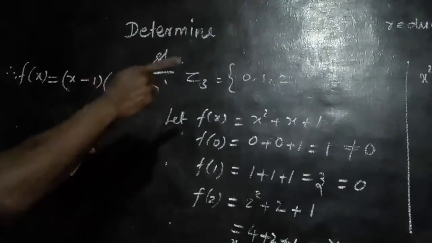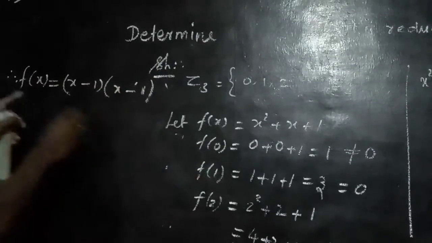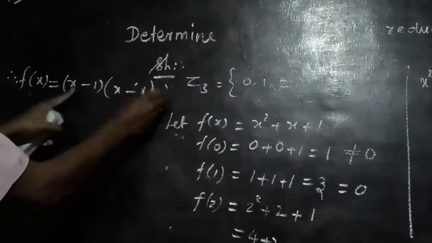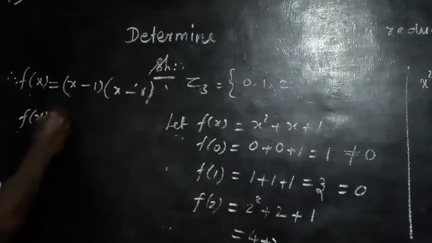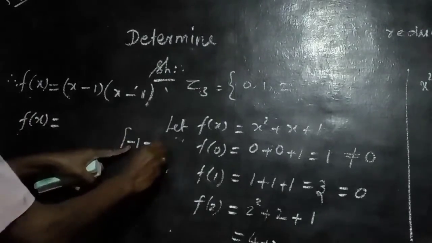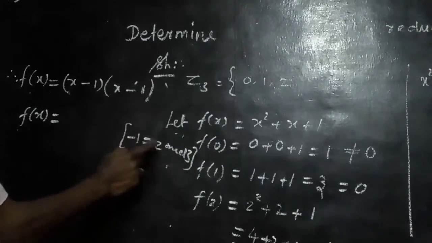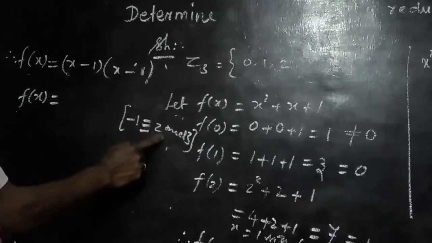So in this over Z10 format, negative should not come. Positive only should come always as a factor. So f of x equal to x minus 1 into x minus 1. So minus 1 is congruent, adding this 3, to 2 mod 3. Okay. So when adding 3 to minus 1, 2 comes. So we are going to put 2 in place of minus 1.